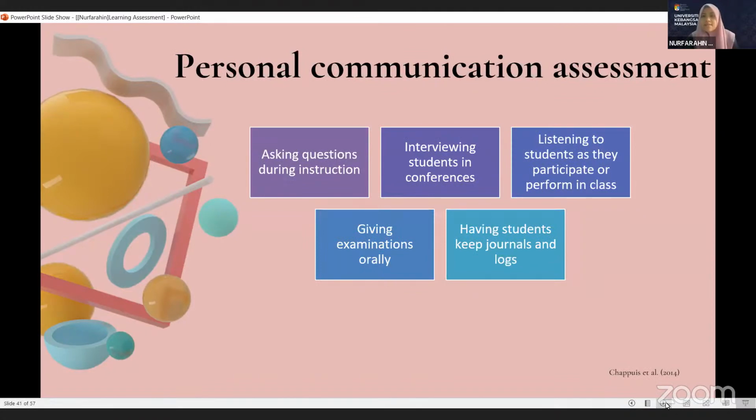The last assessment method is on personal communication. This is where you want to assess your students' ability to communicate. For example, you can ask questions during your teaching and learning. You can interview students. You can listen to students as they participate or discuss in the class. You can give oral examinations. You can have students keep journals or logs.